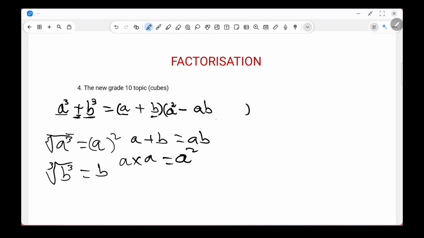And then the last sign, it must be positive always. Whether here we have negative or positive, the last sign in the big bracket always must be positive. And then we multiply b by b. Then here it will be b squared.